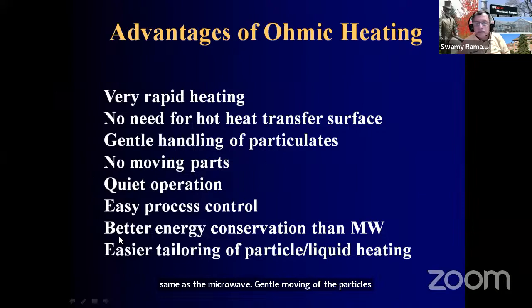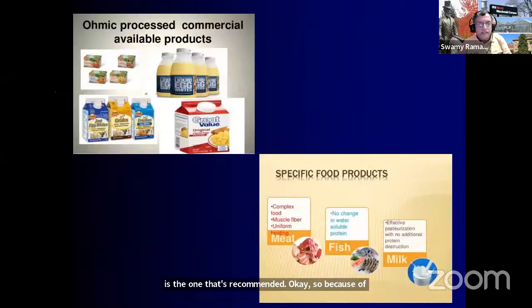In microwave, you generate the microwave and then use that. Here, you make everything part of the same circuit. In fact, today, for all space applications, ohmic heating is the one that's recommended, because of the better energy conservation. These are some of the products that are coming out of ohmic heating applications. It can be meat, fish, milk. They all can benefit from ohmic heating to provide better quality product.